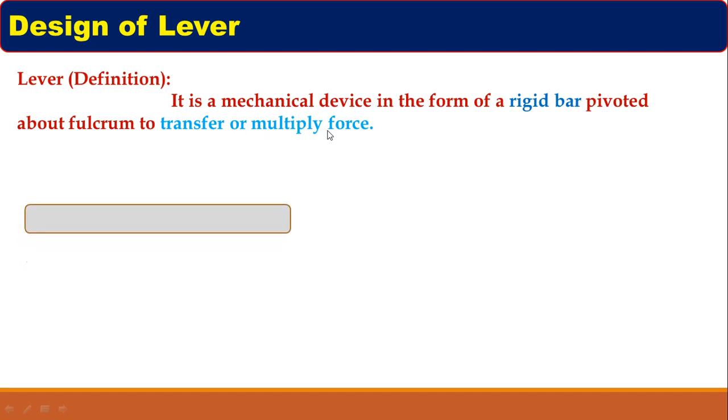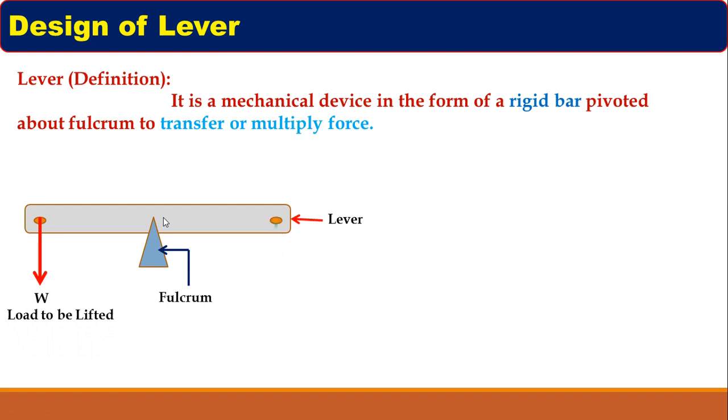So let us consider this is a rigid bar which we call a lever. It is pivoted about this fulcrum, and about this point this lever can oscillate. This is the point at which load is attached. So this is the load to be lifted, denoted by W. This is the point at which effort is applied, P, so that we can lift this load.